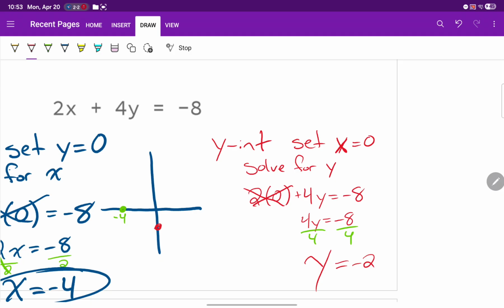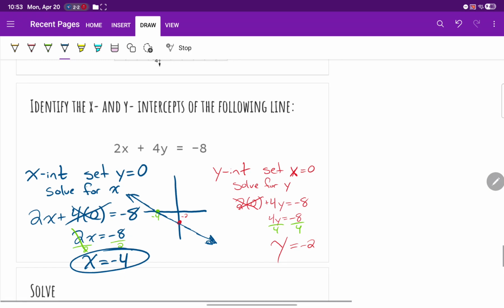And if I have 2 coordinates, I can probably graph that line. If I wanted to graph this line, it might look like this. Okay, that's roughly what that line would look like. So that's how to find your x and y-intercept. If you want to find your x-intercept, you set y equal to 0 and solve for x. If you want to find your y-intercept, set x equal to 0 and solve for y.